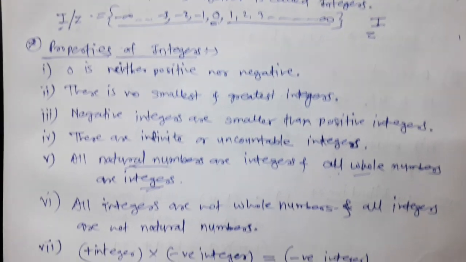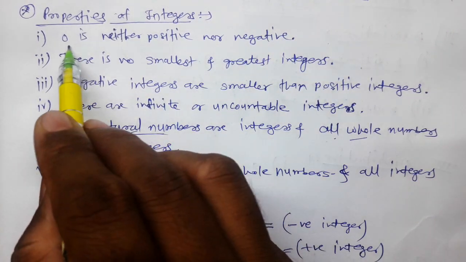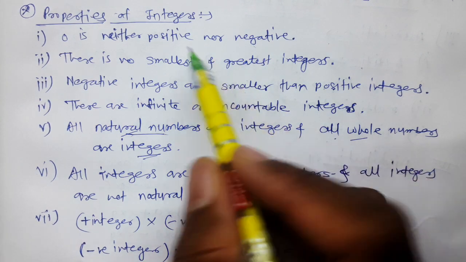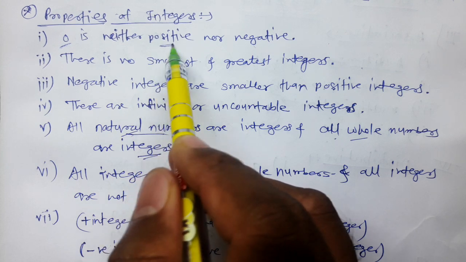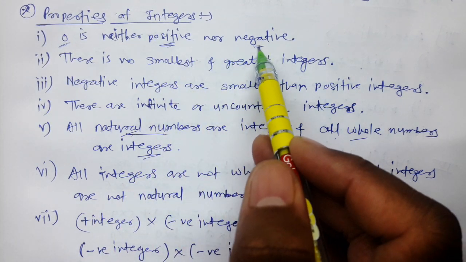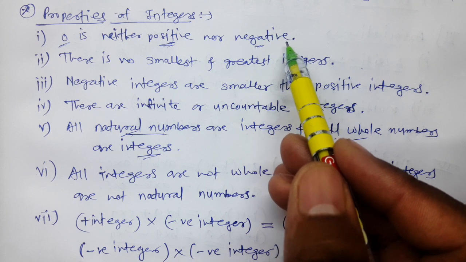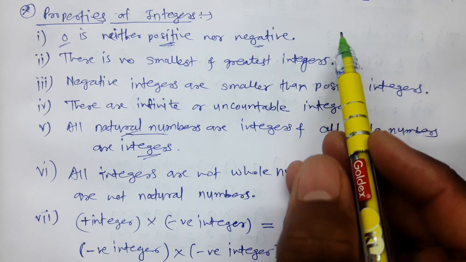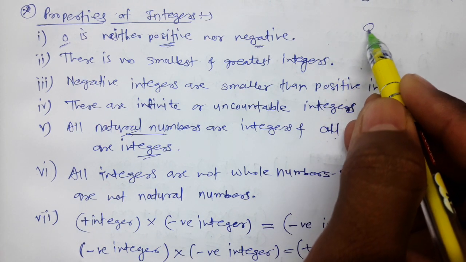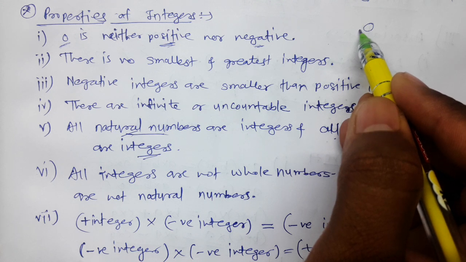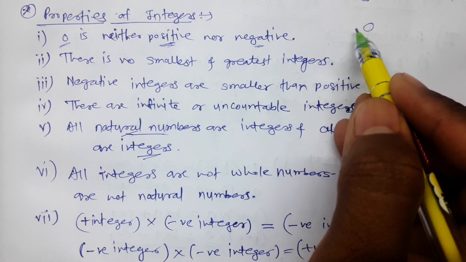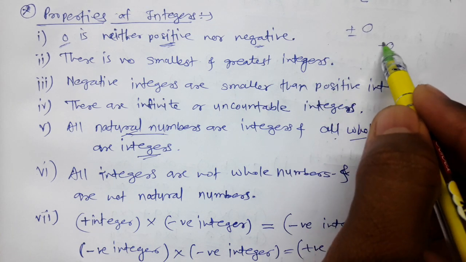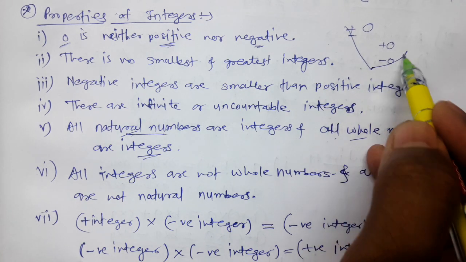Next point is properties of zero. First property: zero is neither positive nor negative. Zero has no sign. It is not positive, it is not negative. But we may consider it as positive as well as negative. Whenever there is a zero, in front of zero we can place plus or minus. We can place plus also or we can place minus also.